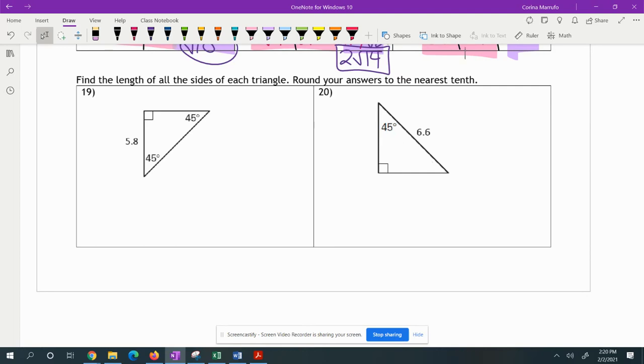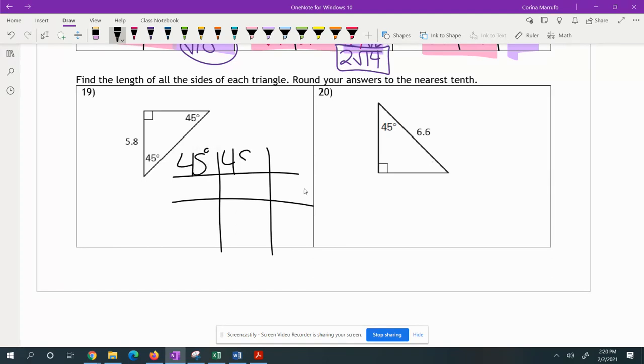So on this one, we are going to set up our table. So we have our 45, 45, 90. X, x, x in the square root of 2. And then we go ahead and see what they give us. So they actually give us one of the legs of our triangle. So the other leg must also be the same thing. So they both must be 5.8. So I'm going to go ahead and write that here.